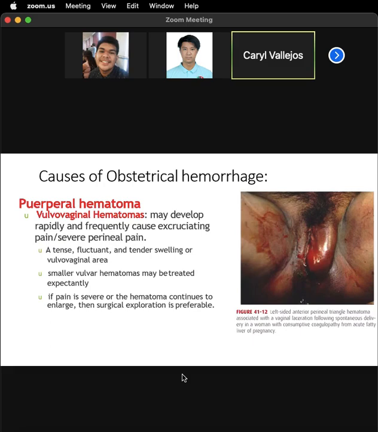So vulvovaginal hematomas may develop rapidly and frequently cause excruciating pain or severe perineal pain. There is a tense, fluctuant, and tender swelling on the vulvovaginal area. Smaller vulvar hematomas may be treated expectantly. If pain is severe or the hematoma continues to enlarge, then surgical exploration is preferable.